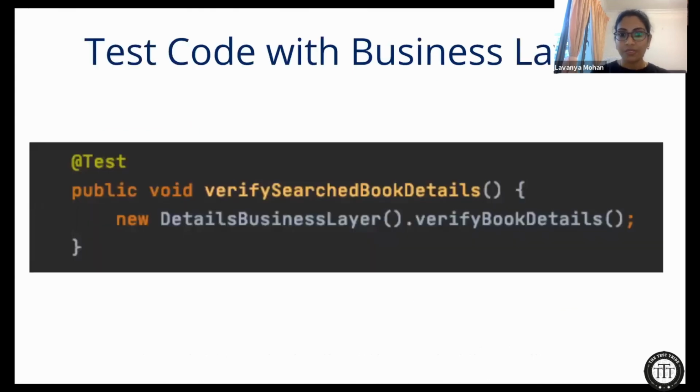And how? Our test could become something as small as verify book details. So the intent is completely clear when we just look at this. And if we want to know more details about how we are verifying book details, then we could go into that business layer and see. Okay.